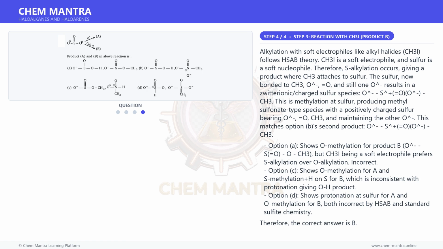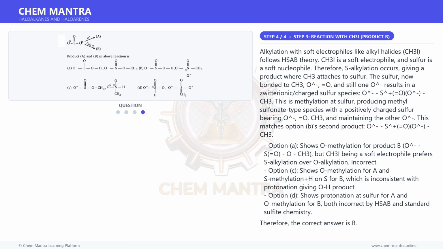The sulfur, now bonded to CH3, O-, S=O, and still one O-, results in a zwitterionic charged sulfur species, O-S+(=O)(O-)CH3. This is methylation at sulfur, producing a methyl sulfonate type species with a positively charged sulfur bearing O-, =O, CH3, and maintaining the other O-. This matches option B as second product.